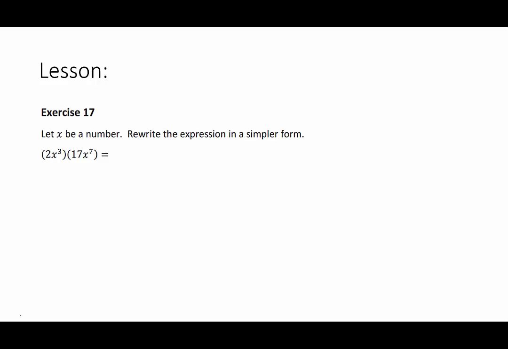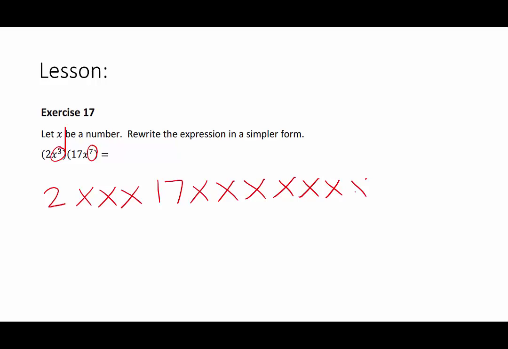We're going to rewrite this expression. So let's write it out completely, and I think if we write it out completely, it's really going to help us see what's going on here. So we have a 2. And then how many x's do we have? We have 3 x's. So we have x, x, and x. And we're multiplying that by 17. And here we have 7 x's. So x, x, x, x, x, x, x. So that is 7 x's.